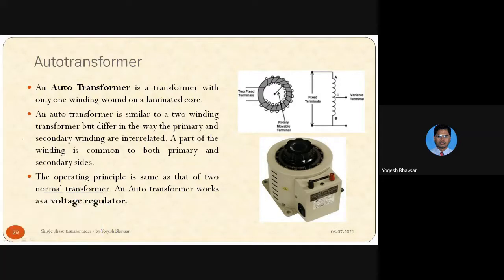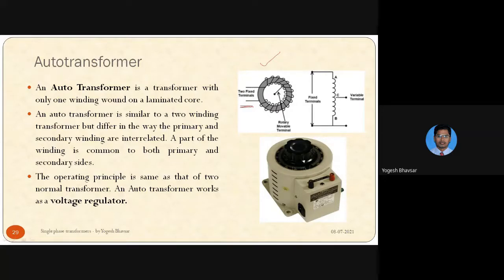So here we have the construction of the auto transformer. This is the ring shape core, similar to the two winding transformer, only the shape is circular, right? Over the circular shaped core, a winding is wound. This complete winding, which has two fixed terminals, is the primary, where we are giving the supply. So this whole winding is connected to the supply.